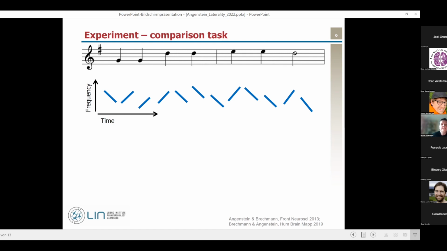To simulate this situation, the participants had a second task, the so-called comparison task. Here they had to compare the direction of frequency modulation between the tones. So they had to compare whether the direction of the current tone was the same or different to the previous tone. So they had to compare the second with the first, the third with the second, and so on. So what you do during this is you always update your reference in memory. So this is a task that strongly requires working memory.